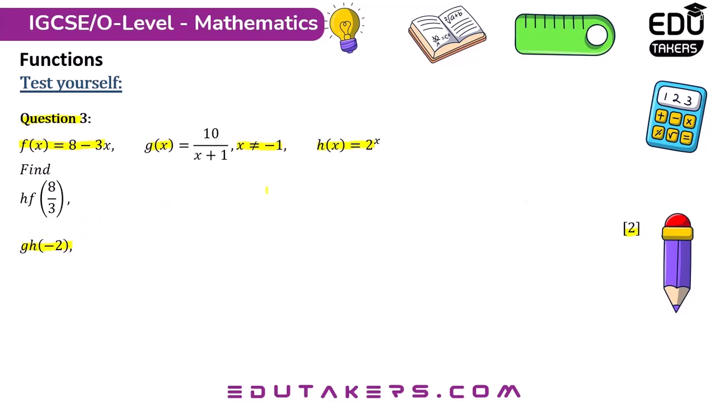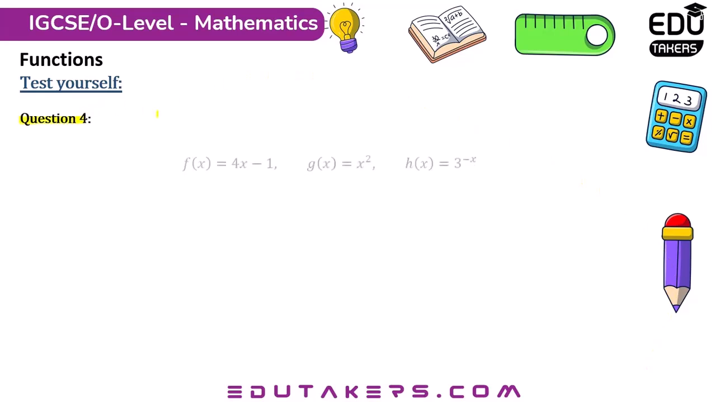gh of negative 2. It's a 2-mark question. g inverse of x. It's a 3-mark question. And f inverse of f of 5. It's a 1-mark question.